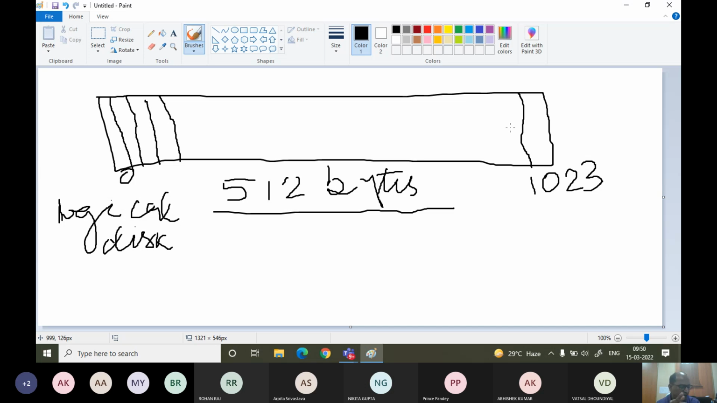Last week our discussion was about partitions, how to partition them. This week we are going to discuss what is called a file system, because in each partition what we will have is a file system.